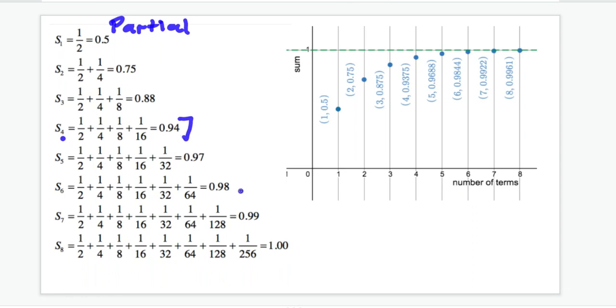6 terms, 0.98. 7 terms, 0.99. And 8 terms, if we round to 2 decimal places, it actually is equal to 1 at that point. So we know that it's not exactly 1.